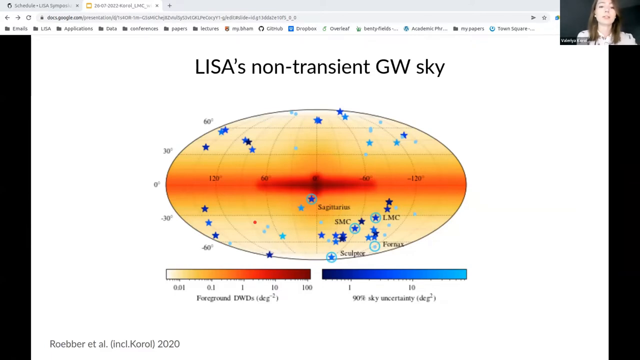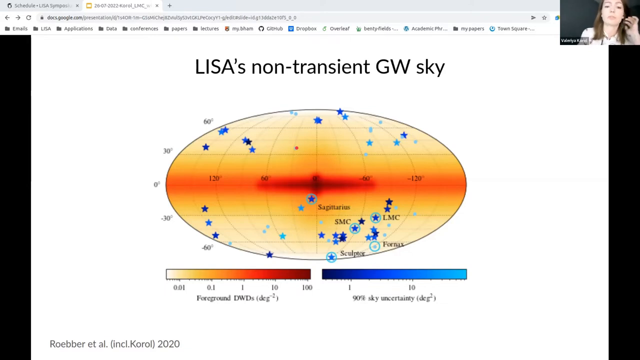In red and yellow here, you see the density per square degree of the famous double white dwarf binaries that we expect to be the most abundant amongst the other double compact objects accessible to LISA. On this map, you also see some stars and dots, and these represent known Milky Way satellites. In a paper led by Eleanor Roper here in Birmingham, we studied LISA sensitivity to a fiducial source in each of these known satellite galaxies. We did this study based on rigorous Bayesian detection and parameter estimation techniques. Here the stars are those satellites in which our fiducial source has been detected, and the shades of blue for those stars tell you about the uncertainty on the sky localization for our fiducial source.